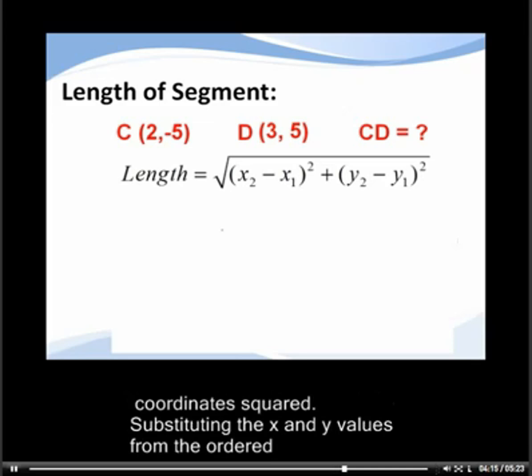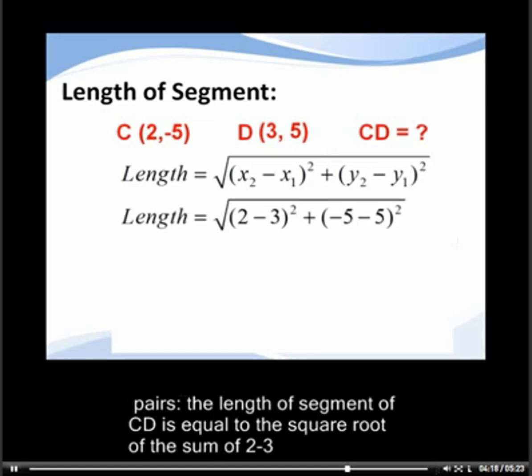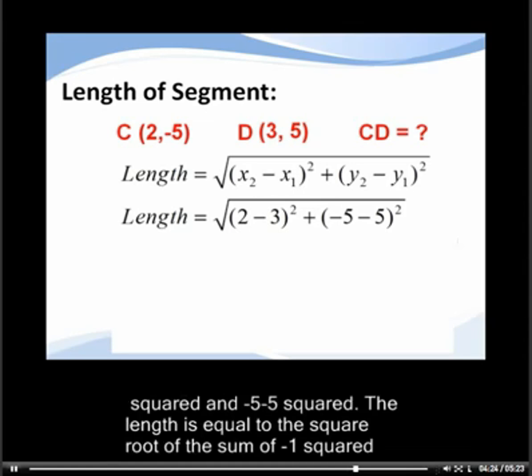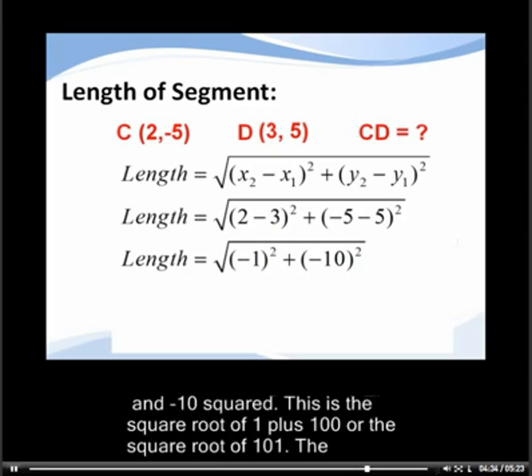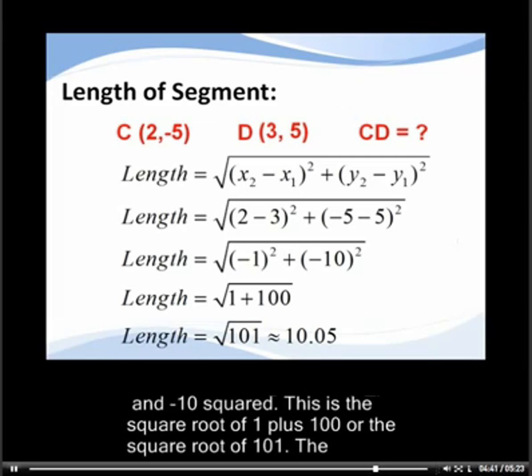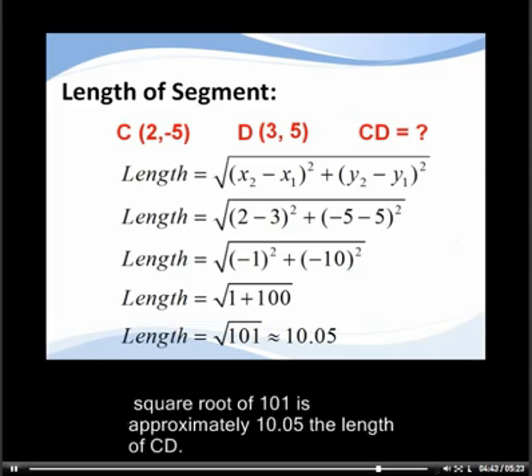Substituting x and y values from the ordered pairs, the length of segment CD is equal to the square root of the sum of (2 minus 3) squared and (-5 minus 5) squared. This length is equal to the square root of the sum of (-1) squared and (-10) squared. This is the square root of 1 plus 100, or the square root of 101. The square root of 101 is approximately 10.05, the length of CD.